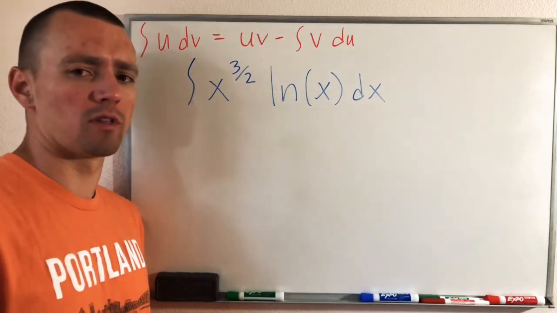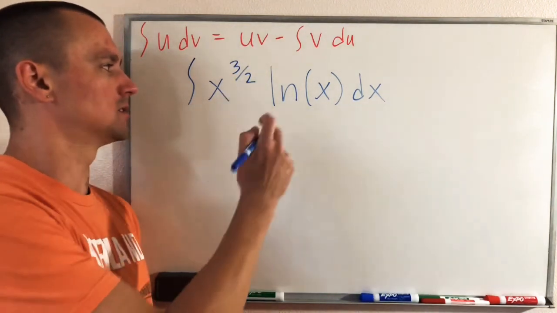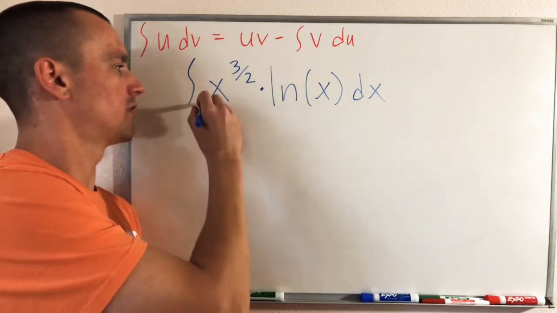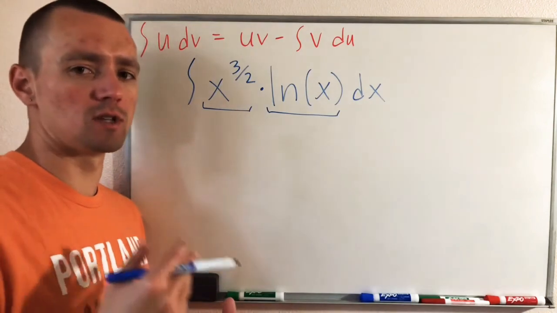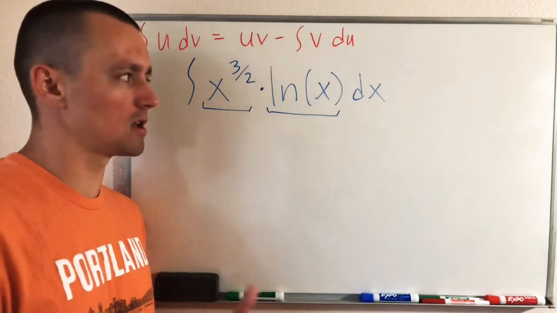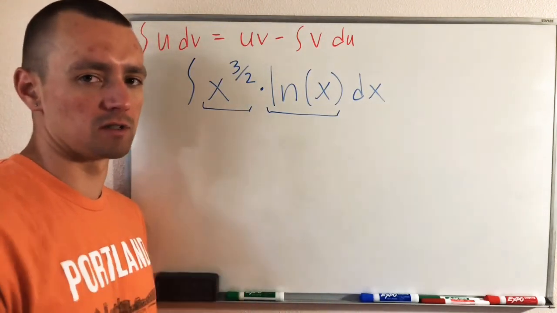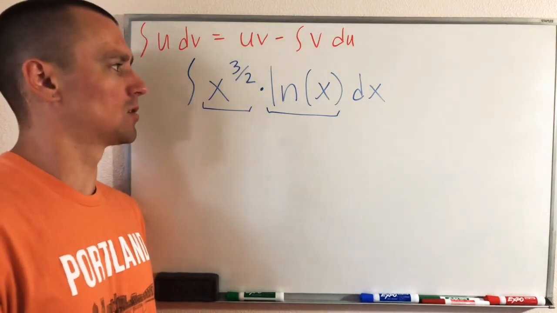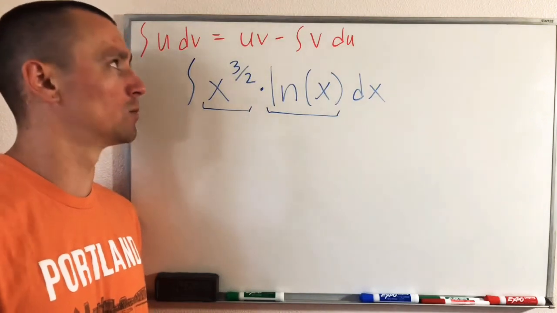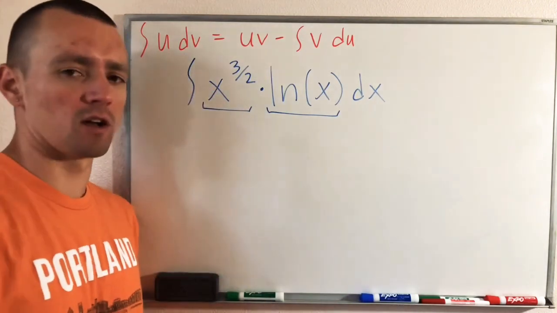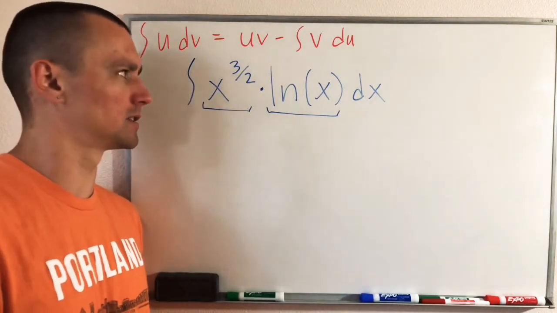But really what you want to think about is, of your two functions being multiplied together, which of them is easier to take the derivative of versus integrate, and which one's easier to integrate versus find the derivative. Because whichever piece you call u, you're going to have to use its derivative at some point, and whichever piece you call dv, you're going to have to use its antiderivative at some point.